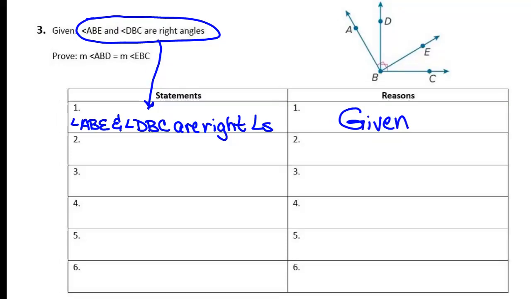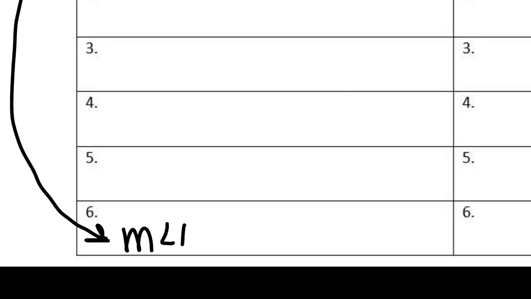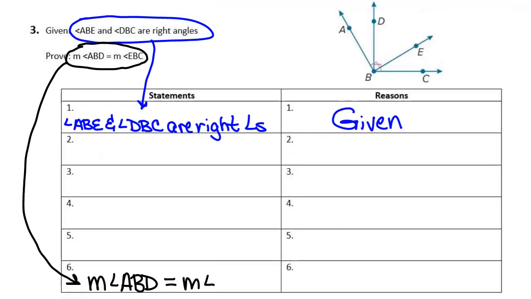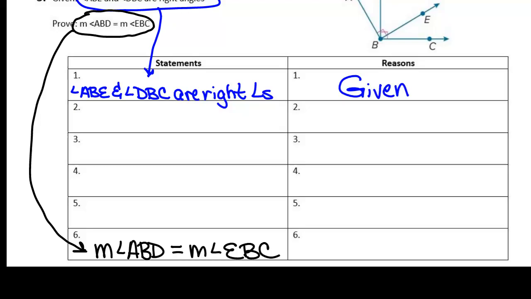And then we have the thing that we are trying to prove, which goes in my last statement box. In this case, it would be statement number 6. The measure of angle ABD is equal to the measure of angle EBC. Don't know why I'm allowed to say that yet, but I know that's the last thing I want to say because that's what I've been asked to prove. Please keep in mind when you're doing these proofs, prove or proven is never a reason. You will never write down prove or proven. That's what you are doing. That's the process that you're going through.